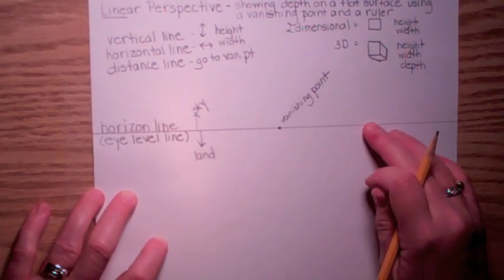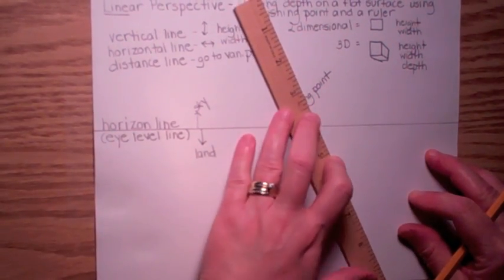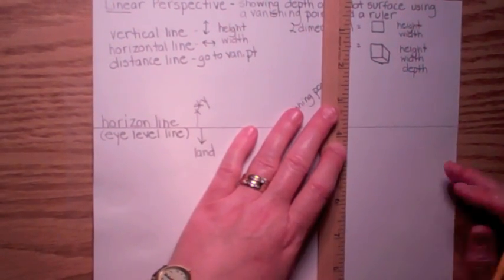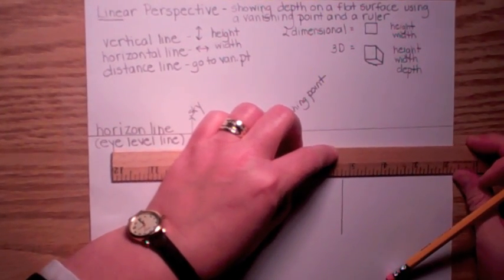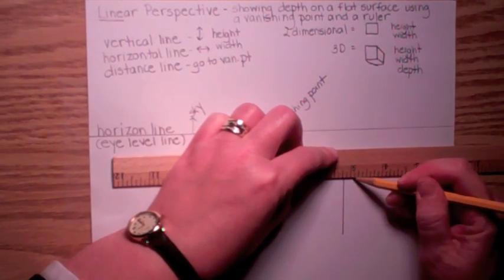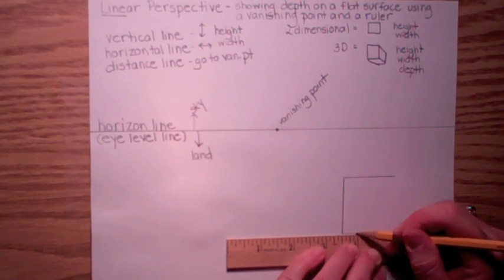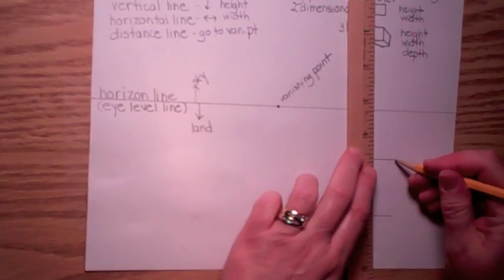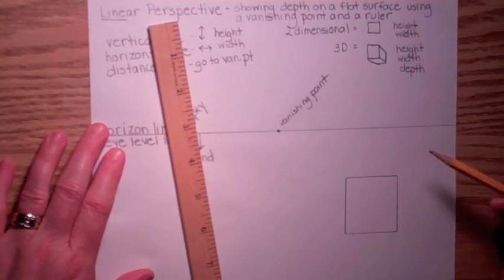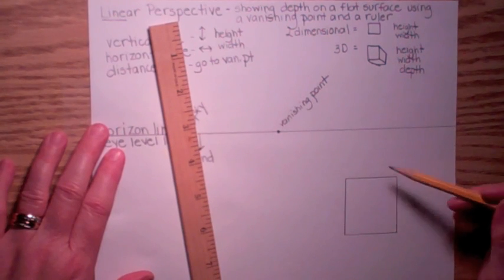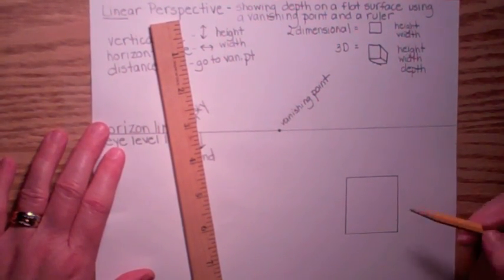Now, well below your horizon line and over to the right in the corner, I want you to use your ruler and draw a box, a square, or a rectangle. And you don't need to measure, you just need to use your ruler and make straight lines. This is a 2-dimensional object. It has height and it has width. But I want to turn it into a 3-dimensional object using my vanishing point.